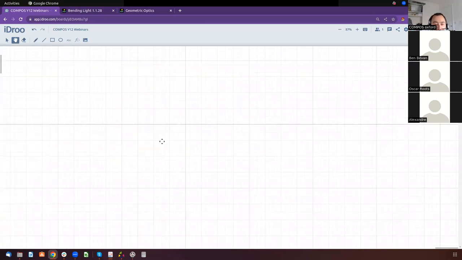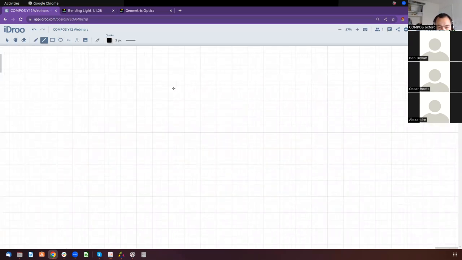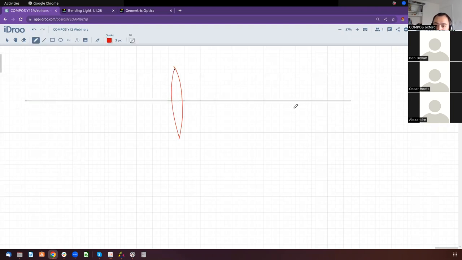Okay, so we have a lens. Our lens bends light. And the center line is called the optical axis. Sometimes called the main optical axis, because there could be more than one. There could be an axis going like this, for example. But if it's not specified that it's the major optical axis, you can assume that it is. It's this one.